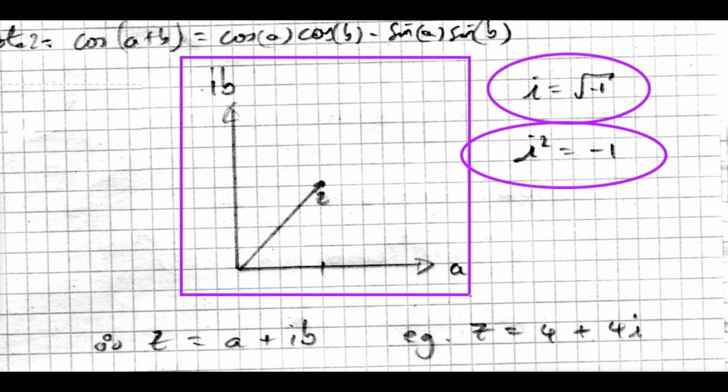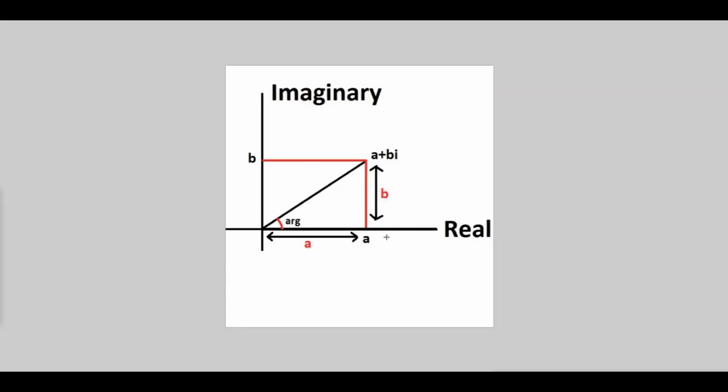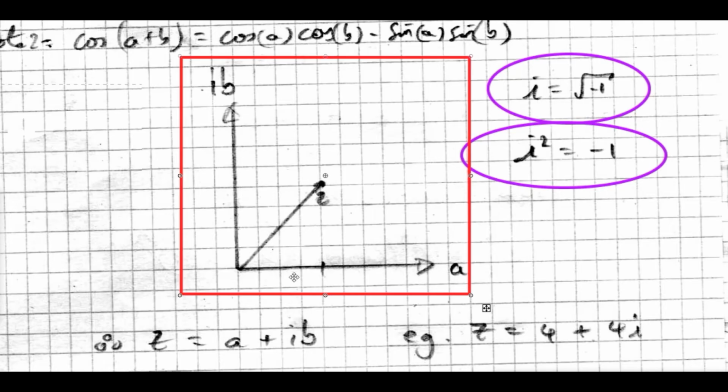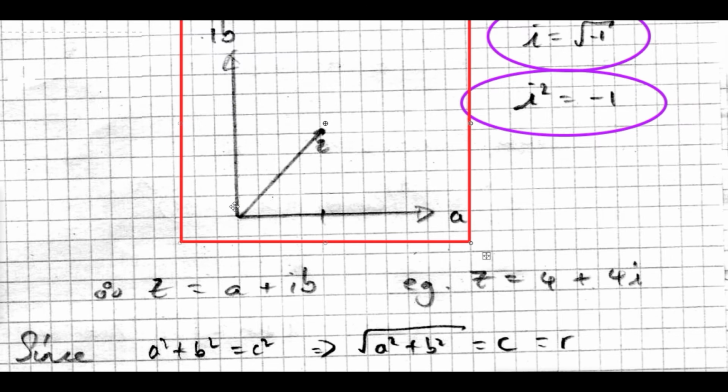So what do we mean? Well, this axis here has been simplified from this one, so it's not as much information on one diagram. We've got our a and our ib, multiples of the imaginary number. In these circumstances, you can see I've moved 1, 2, 3, 4 steps to the right, so I'd say 4 along the a, and in order to get to this point, I'd have to move 4 steps up, so I'm saying 4i.